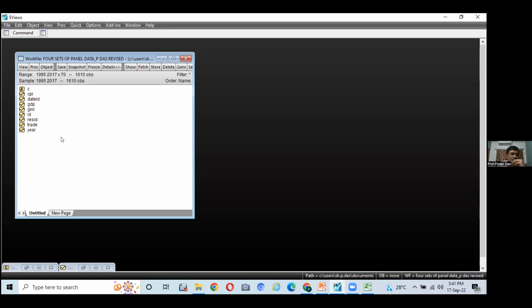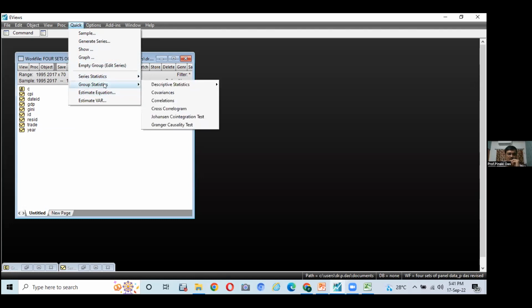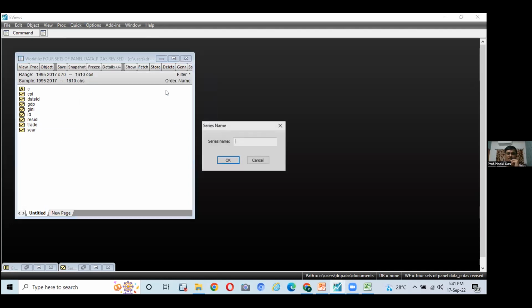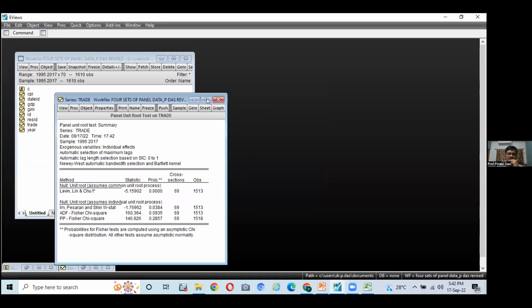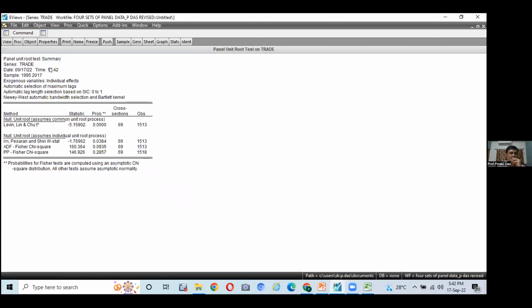Okay, now I consider another variable, say trade. Trade is the other variable. Then we start from Quick, then Series Statistics, then Unit Root Test. It is not GDP, rather trade, the volume of trade. Again, there is the summary. First of all, I consider level, with all other settings as before: individual intercept and automatic lag selection. This is the result of the panel unit root test of the other variable, trade.